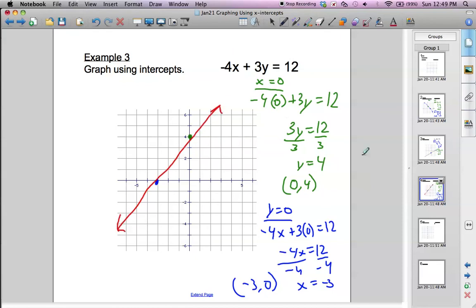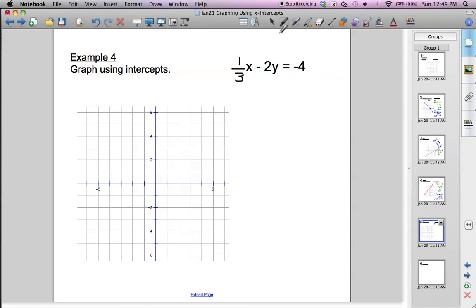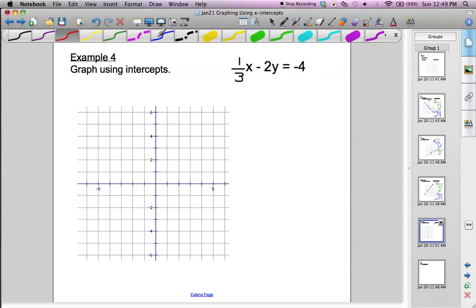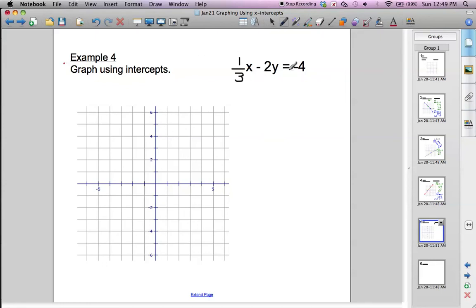Okay. And our last example. This example is just a little bit trickier because we have a fraction in there, so that makes it a bit difficult. But remember, you can always get rid of a fraction in an equation by multiplying by the denominator. So let's multiply both sides of the equation by 3. 3 and a third, they'll multiply to give you 1. So you're just going to have 1x, or just x. 3 times negative 2 is negative 6. 3 times negative 4 is negative 12. There we've got the equation without fractions.